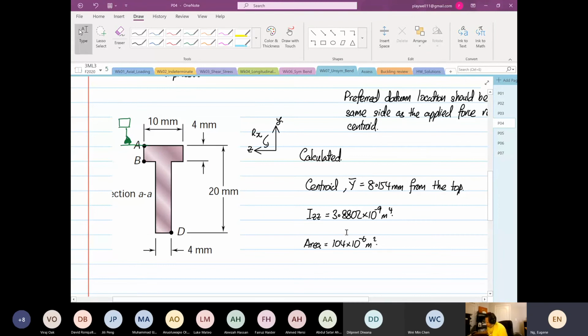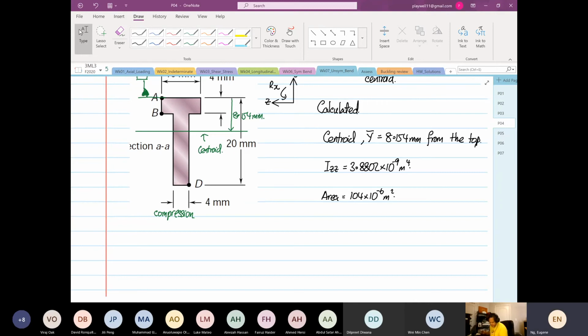Okay, so we have found our centroid. We have found our centroid to be over here. So this distance from the top is 8.154 millimeters. Okay, so this is our centroid. Right, and then we already know that at the top of the centroid, this will be tensile, and at the bottom, this will be compression.